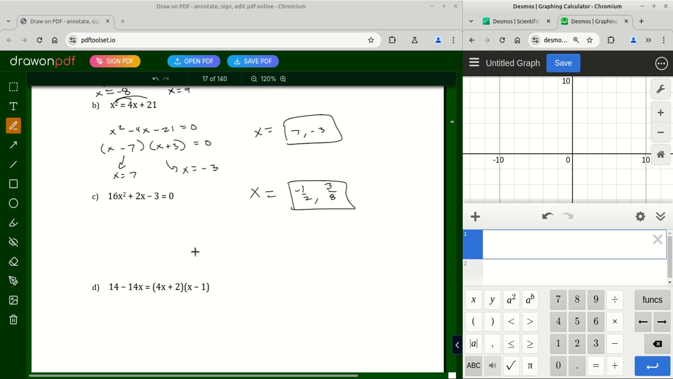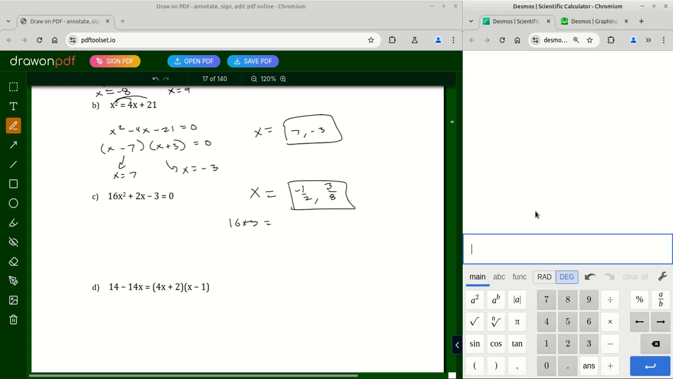Not fun. In fact, before I keep going, I want to go into the workbook and see what I did here, because, like, man, I did the AC method. Oh, gosh. So, here we go. 16 times 3. That's a gross 3, but I'm leaving it. 48.